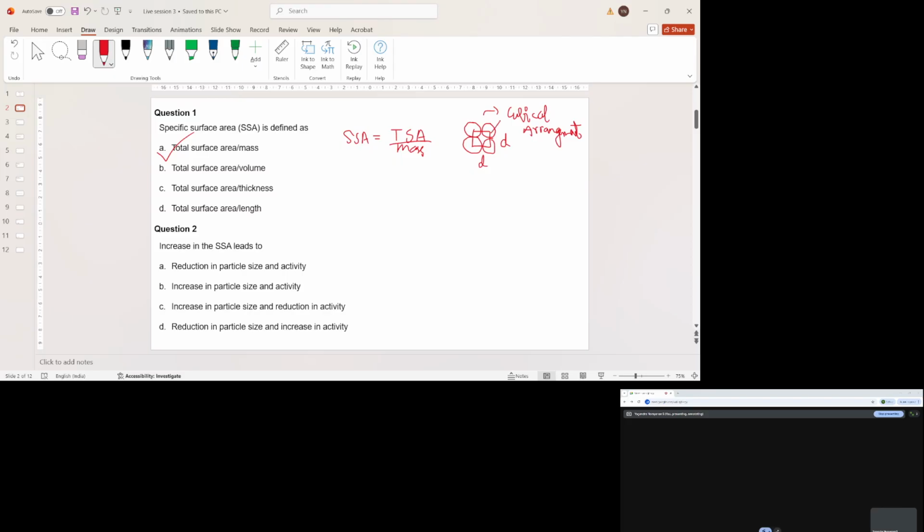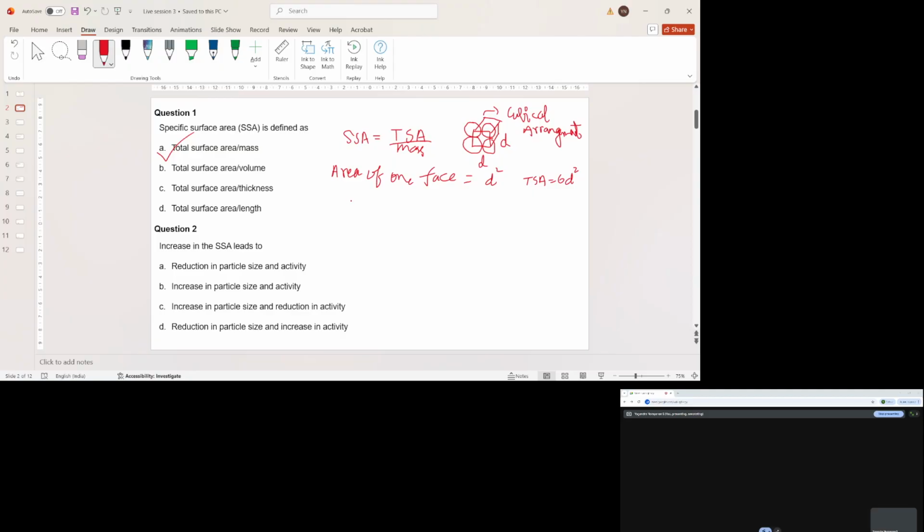The area of one face is D square. So the total surface area TSA is 6 faces, 6D square. Now coming to the mass.